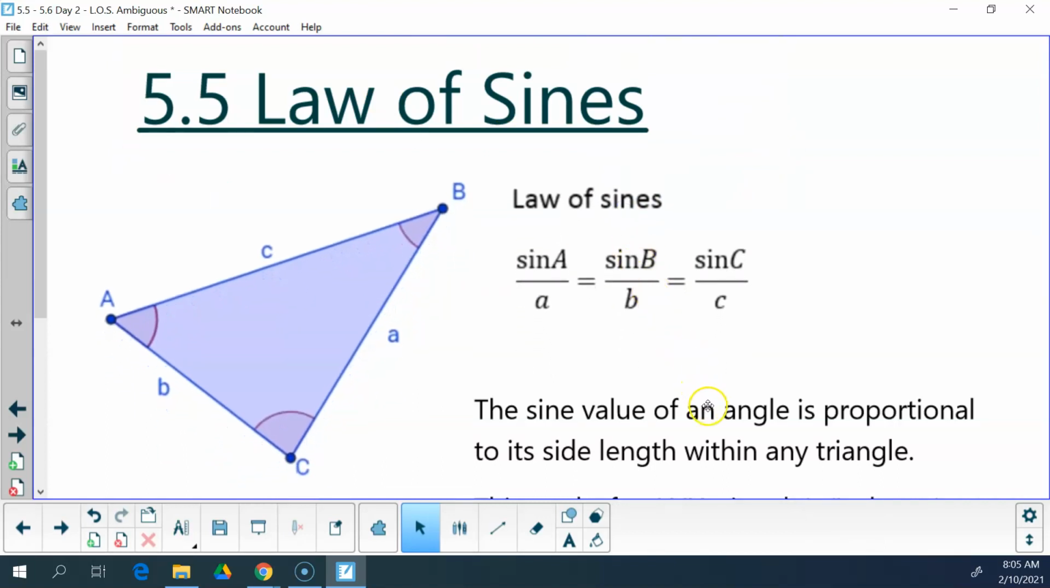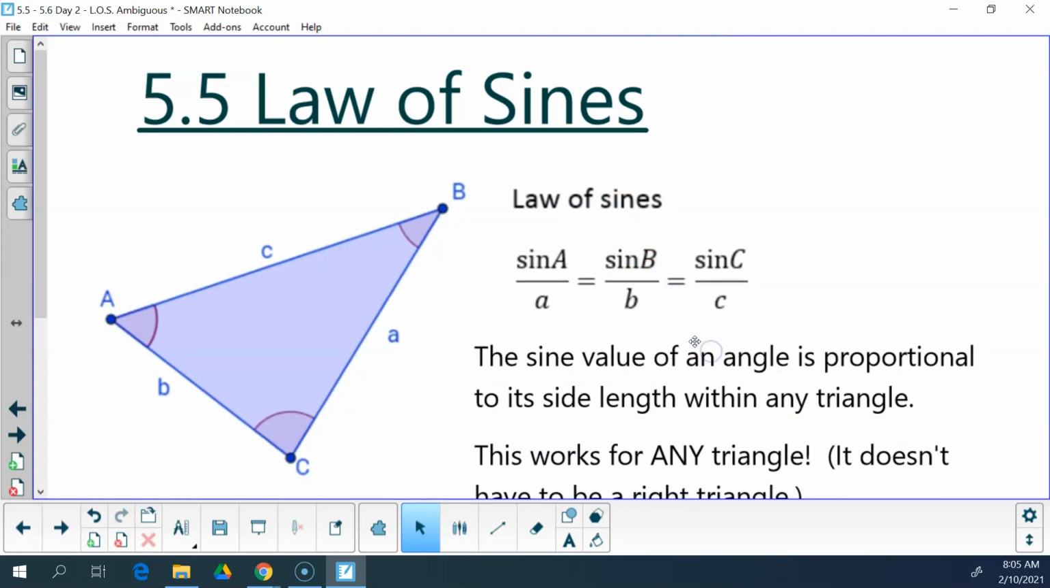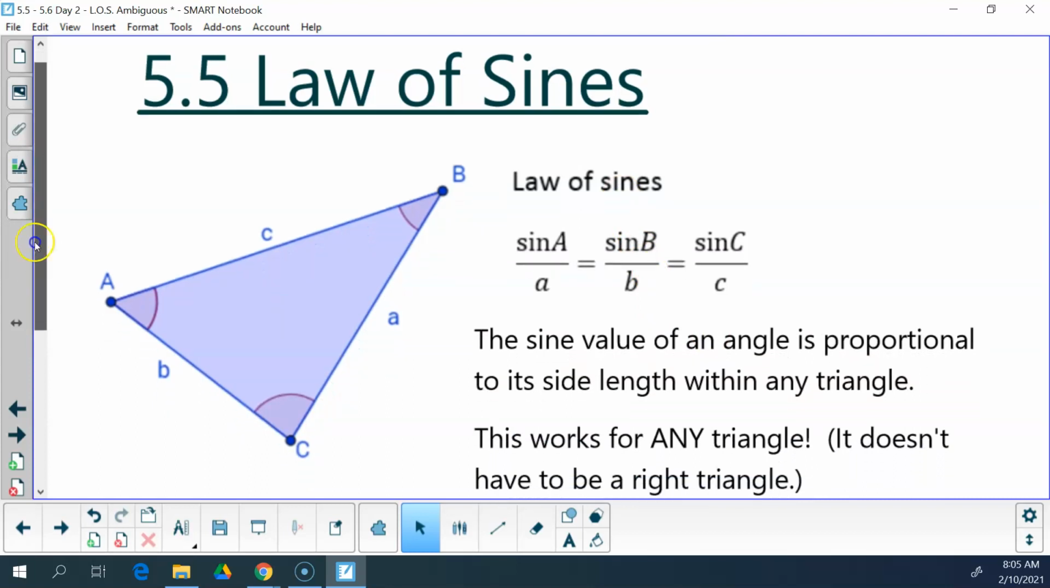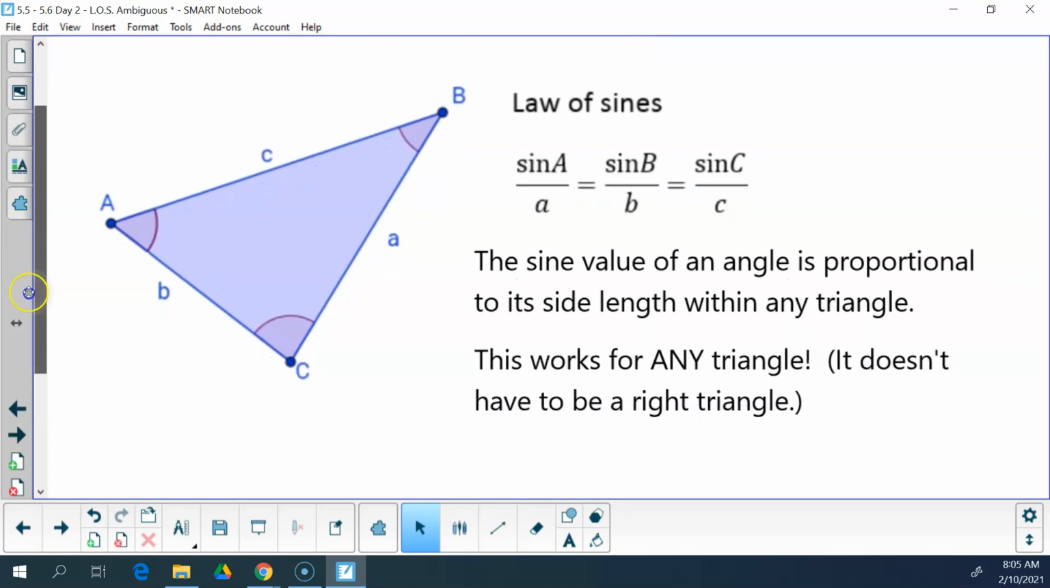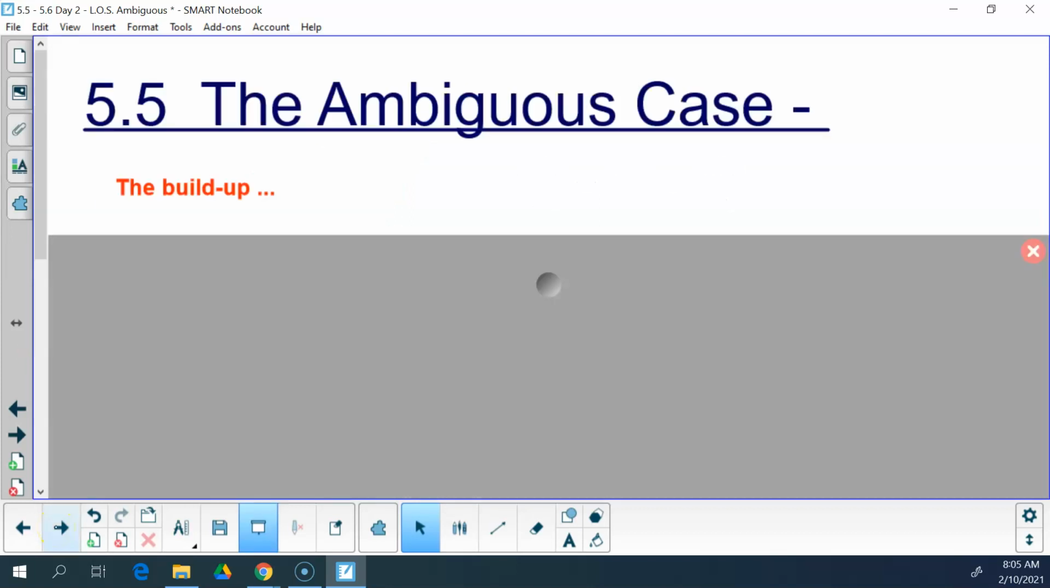So the law of sines is that. You learned that actually back in geometry. Okay? Law of sines is that the sine of any angle is proportional to the side length opposite it within any triangle. Okay? It doesn't have to be a right triangle. That's the cool part about it. Okay? So, the ambiguous case, the build-up for it.